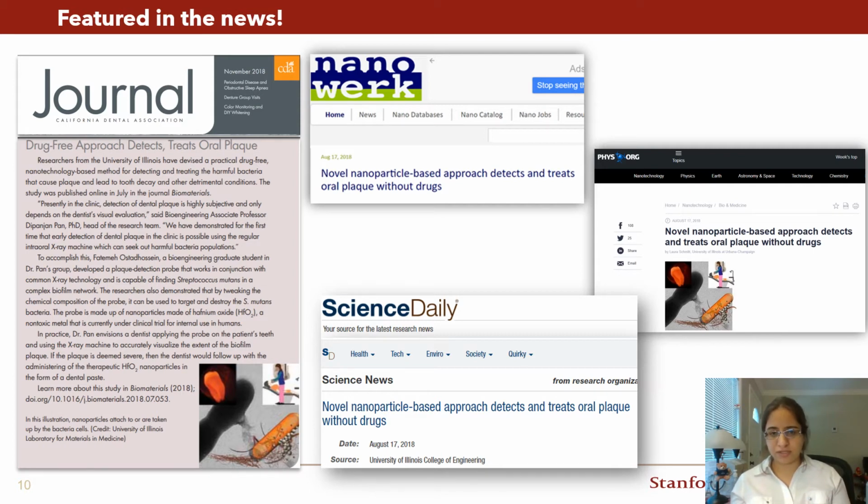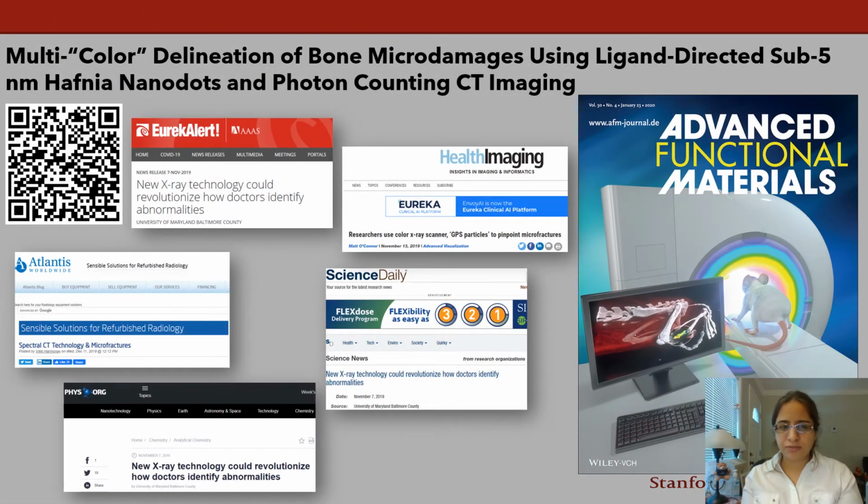next part of the presentation, which is actually the topic of the talk today. And the outcome was this paper that appeared on the inside back cover of Advanced Functional Materials in 2020.